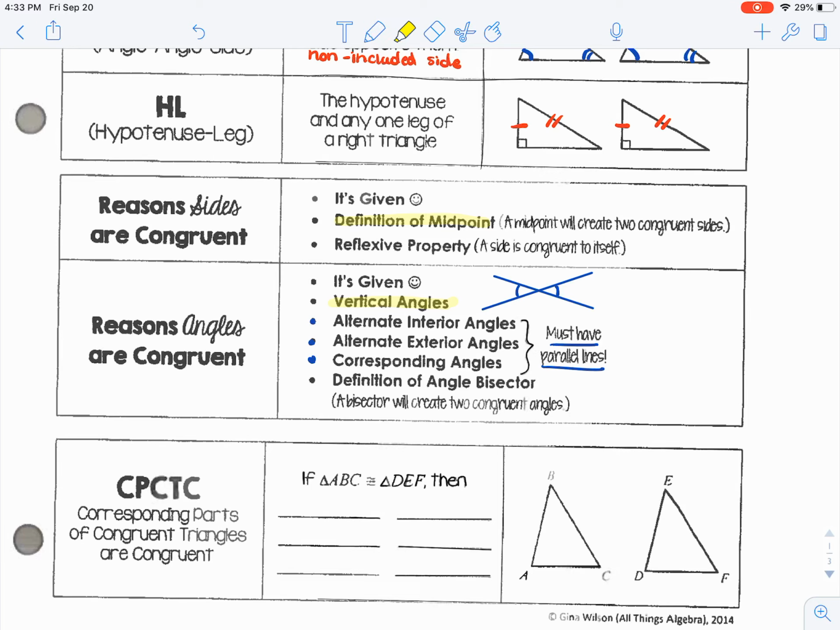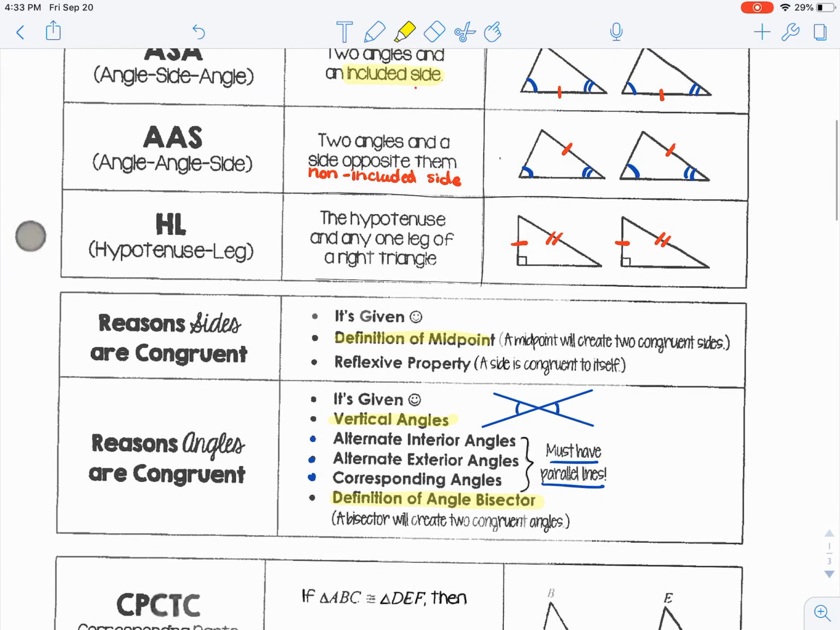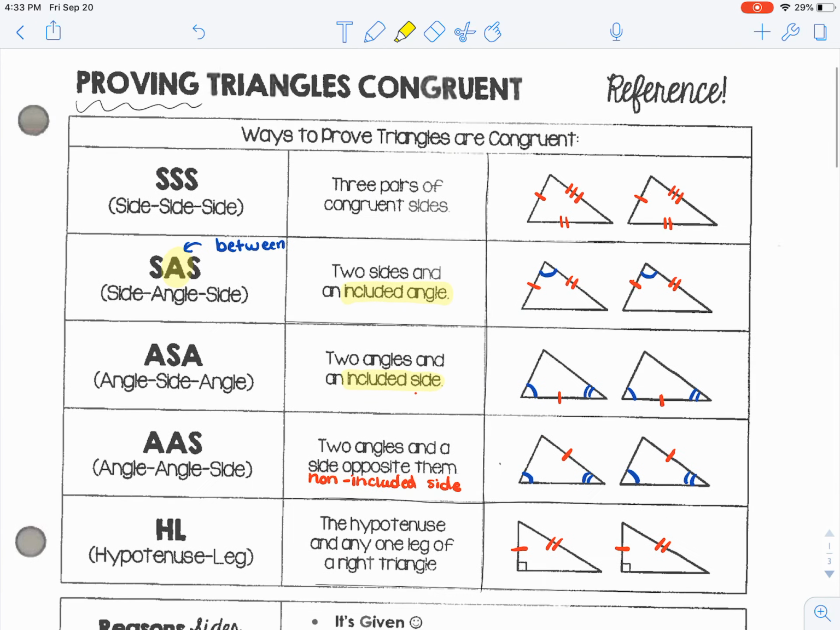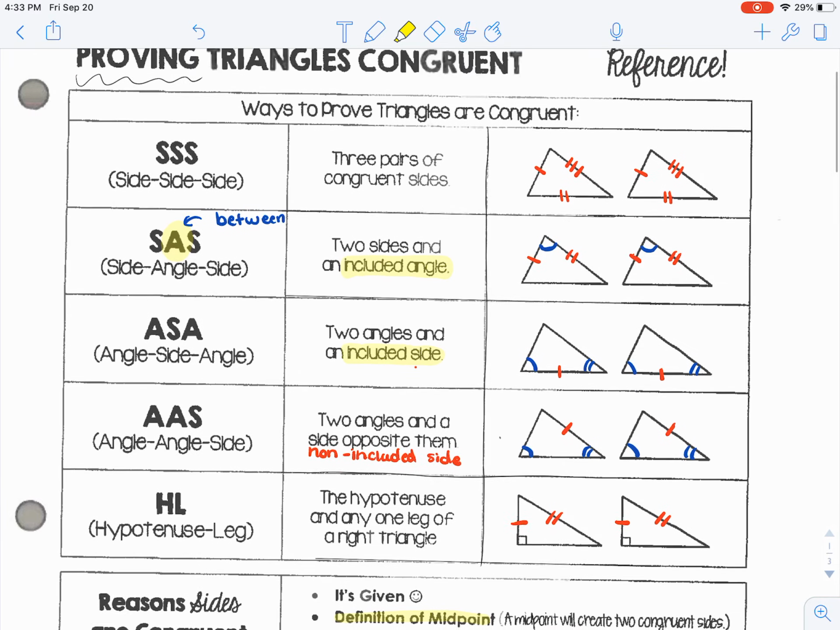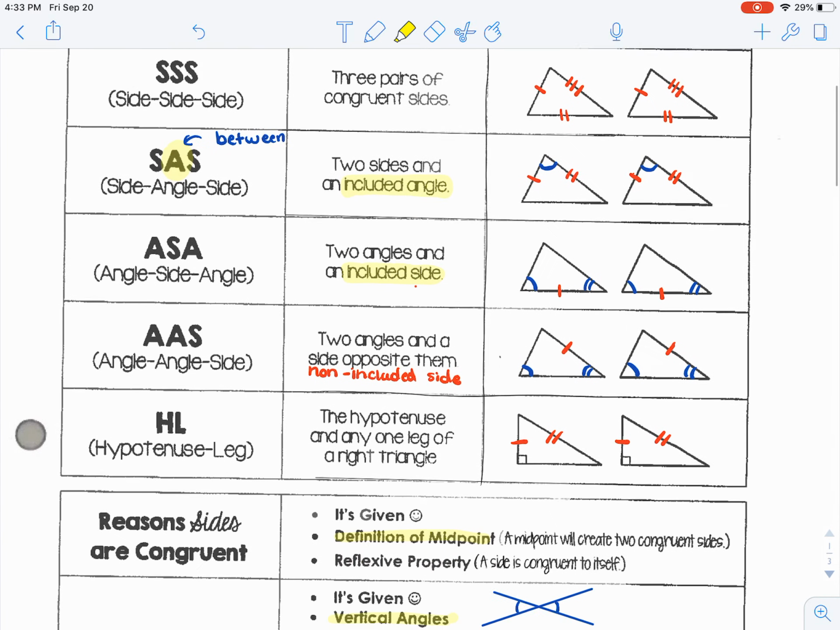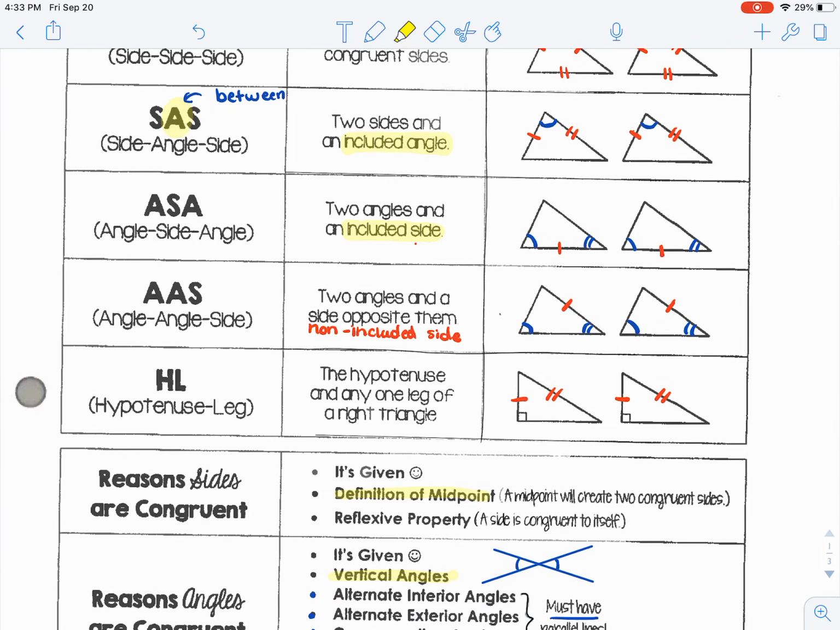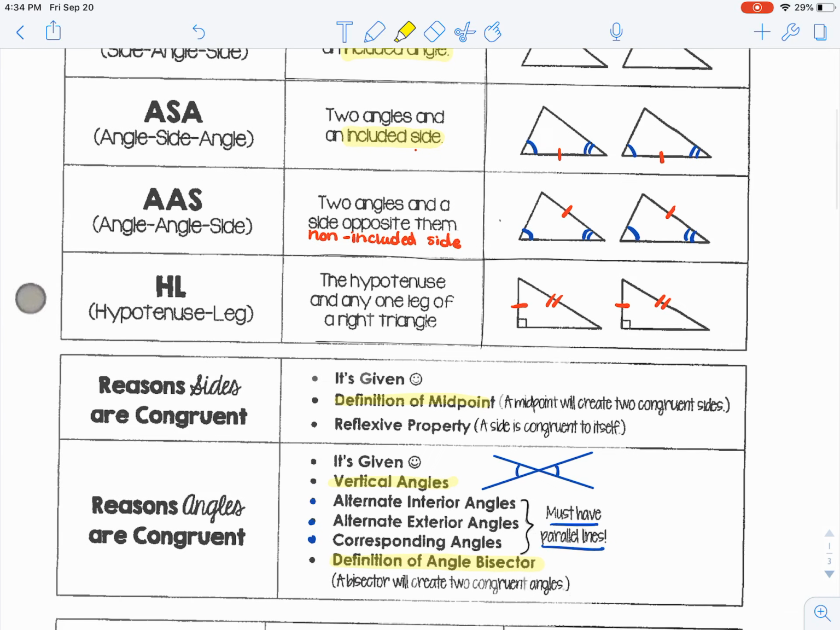Now, another popular reason that angles are congruent is by definition of an angle bisector, because an angle bisector splits an angle into two congruent angles. So this reference page you should have out anytime you're working in your proofs book. We're going to work in our proofs book several times in the next coming week.